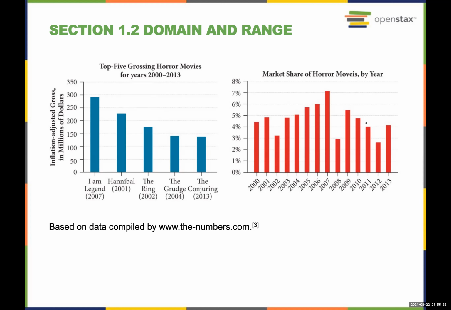And the y-axis is the inflation adjusted gross in millions of dollars. And the other one is the market share of horror movies by year. So in this section, we will investigate the methods for determining the domain and range of functions, such as these two.